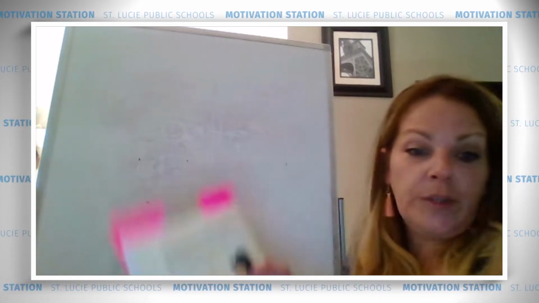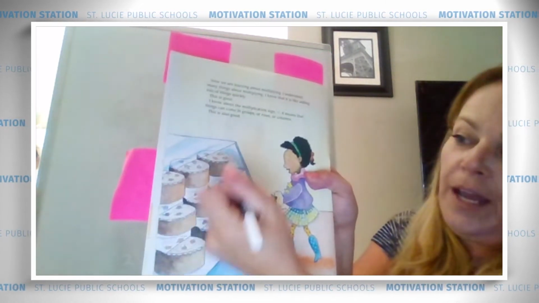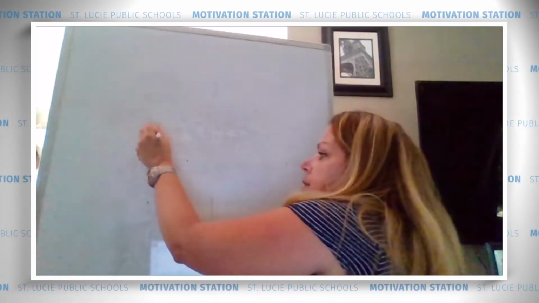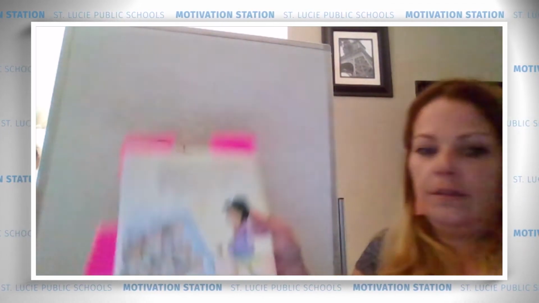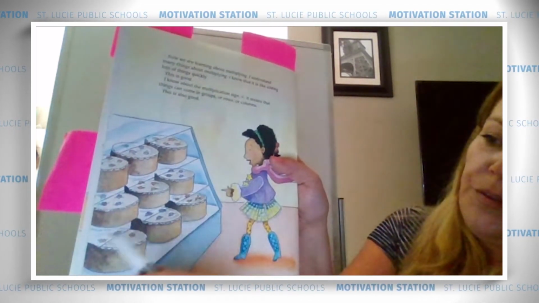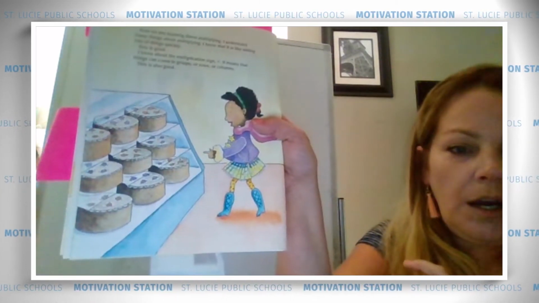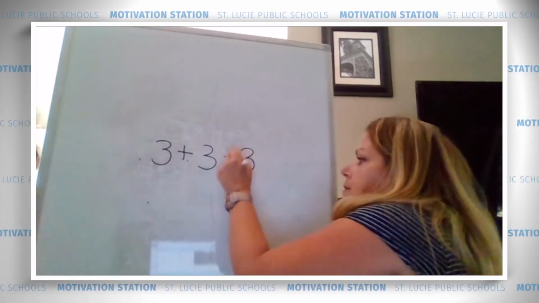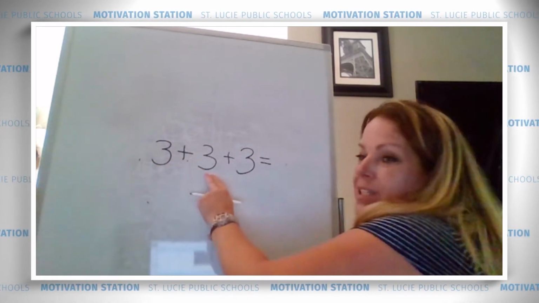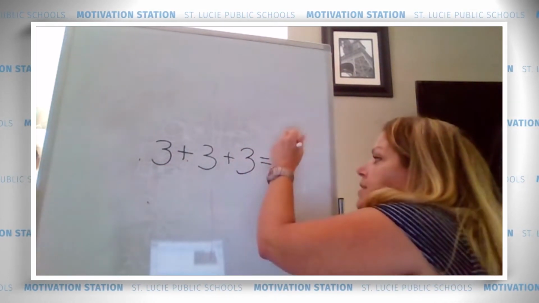All right, so we're going to start with addition. On the very first shelf, I have 3 cakes. On the next shelf, I have 3 cakes. And on the last shelf, I have 3 cakes. So 3 plus 3 is 6, and 3 more gives us 9.